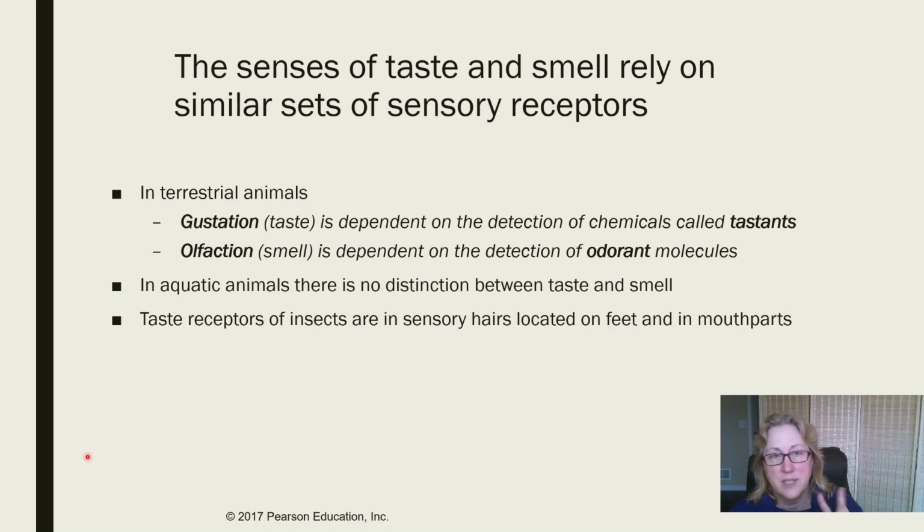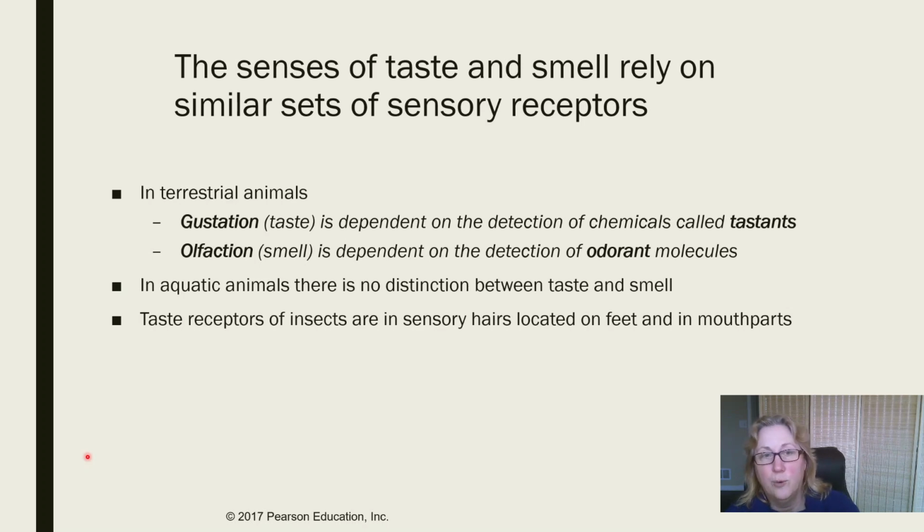So for gustation or taste, these are things that are dissolved in water or in our food. It's whatever we're putting in our mouth or drinking, for drinking water. It's molecules that are dissolved. That's what's going to be detected. Smell is things that are in the air.